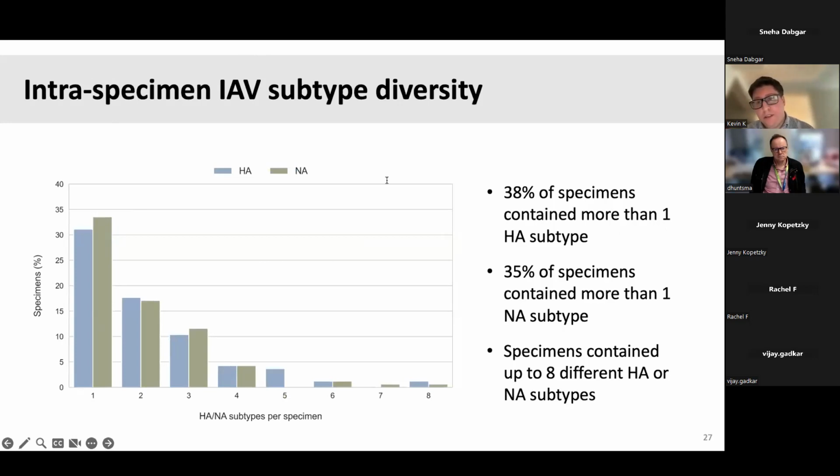We also looked at diversity of flu viruses within each specimen, and surprisingly, we found that 38% of the specimens had more than one HA subtype, and 35% of the specimens had more than one NA subtype. And there were actually even specimens that had up to 8 different HA or NA subtypes in them. So this data told us that we frequently detect multiple viruses in a single specimen, which really highlights the value of this sediment as a surveillance specimen, because you can see a lot of viral diversity just in 1 teaspoon of mud.